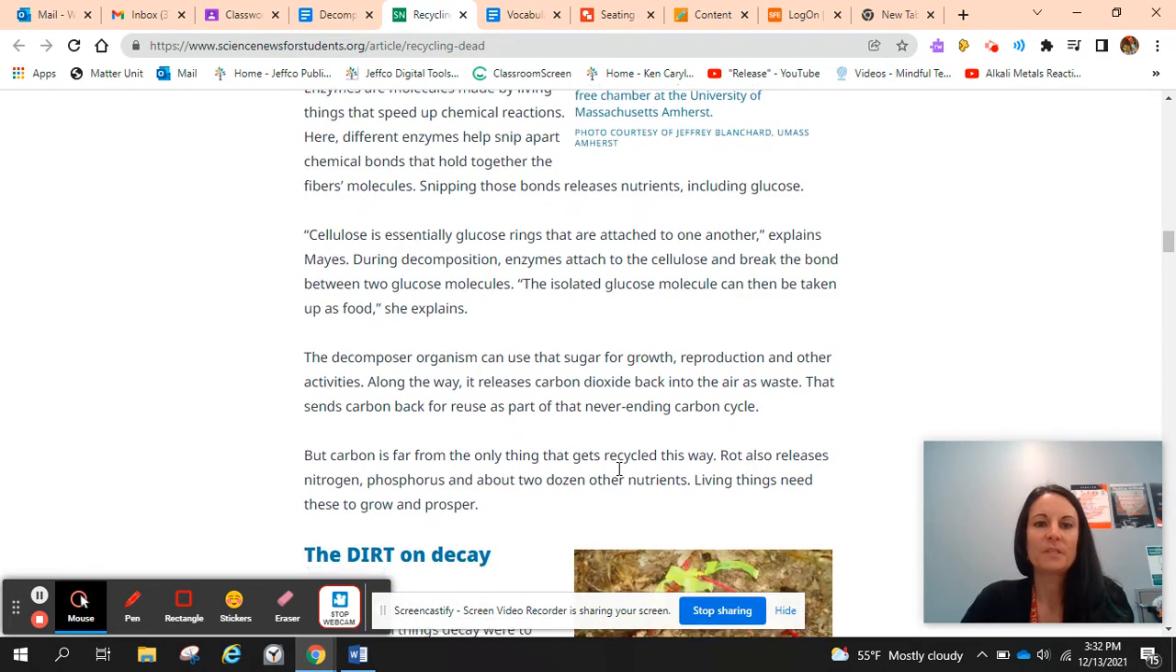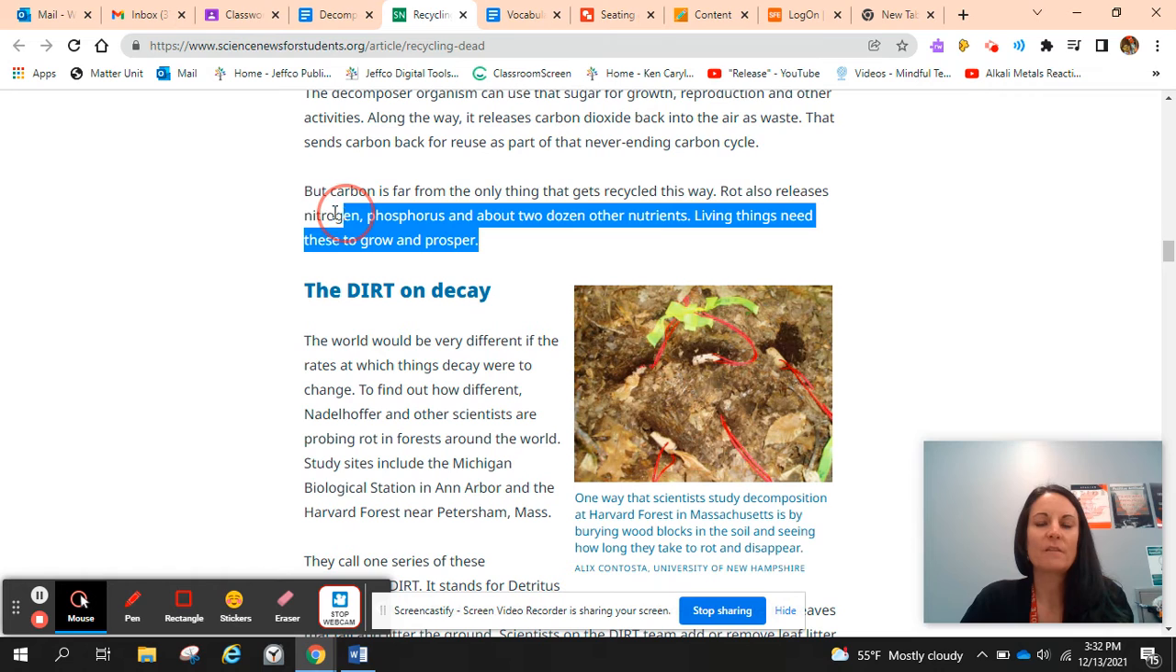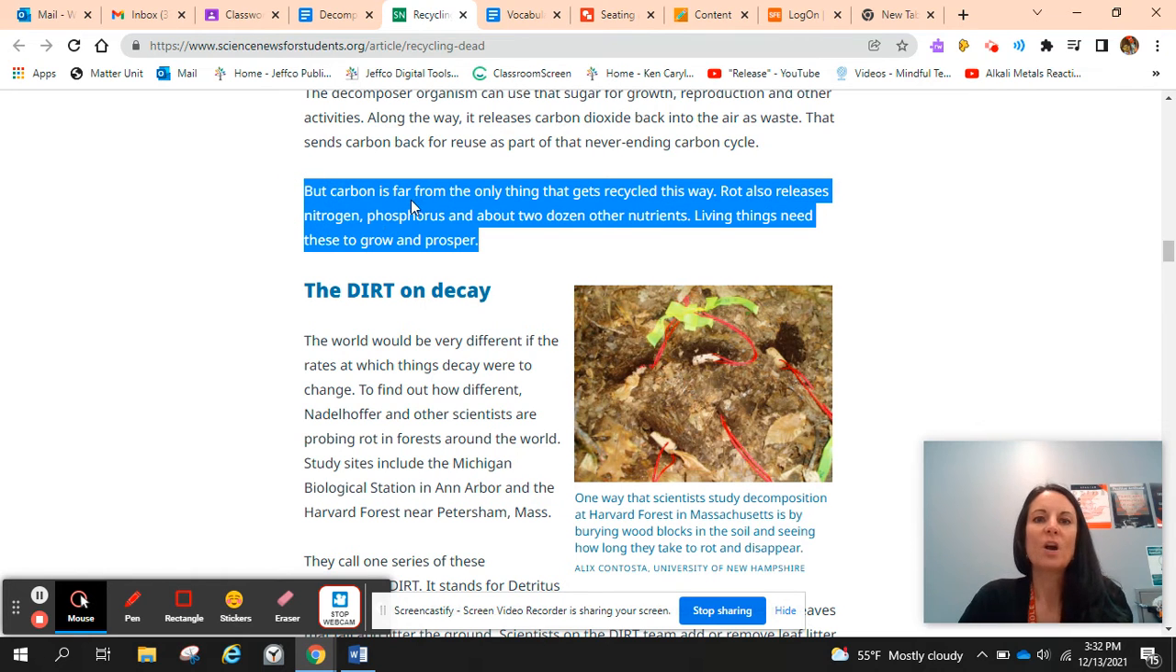So I'm going to skip down here a little bit. So the end of this paragraph is, but carbon is far from the only thing that gets recycled this way. Rot, or things that are rotting or decomposing, also releases nitrogen, phosphorus, and about 24 other nutrients or elements. Living things need these to grow and prosper. So this is the same thing we talked about yesterday on Monday in the little bit of text that's in your notebook.